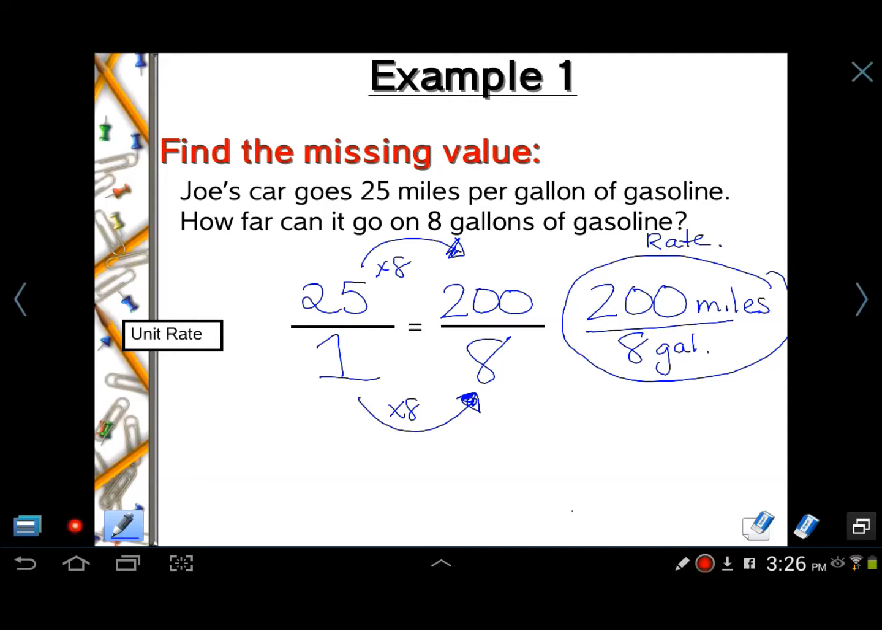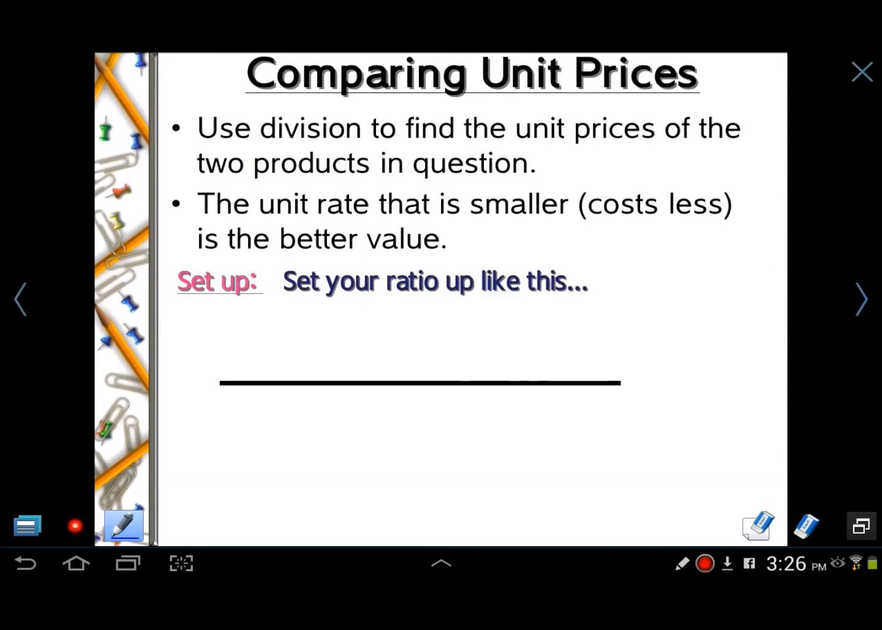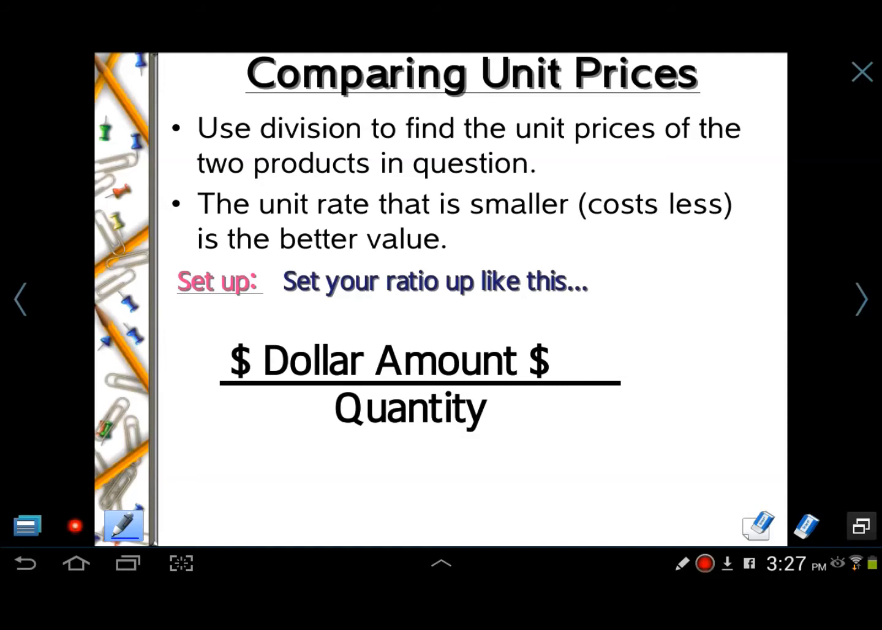And there we go. Next thing I want to talk about is how we compare unit prices. When we compare unit prices, seeing which one's a better buy, a big part of it is using division. We're going to use division to find the unit prices of 2 products. Whatever rate is smaller, that's the better value. Now when you set up a unit price problem where you want to compare unit prices, you're going to put the dollar amount on top of your ratio. Whatever the quantity is, you're going to put that number on the bottom.